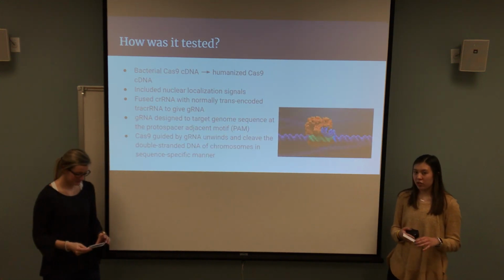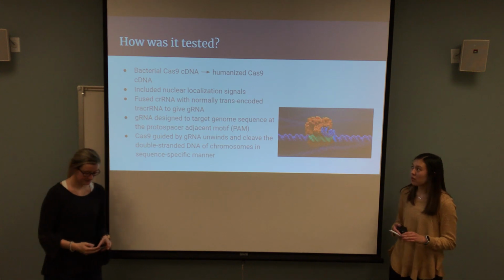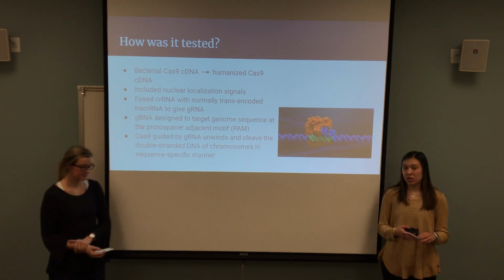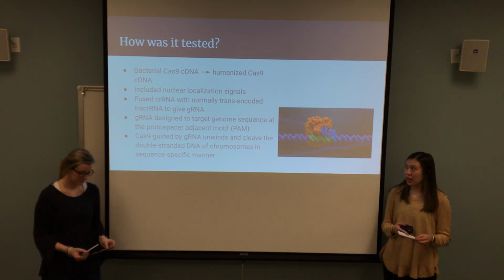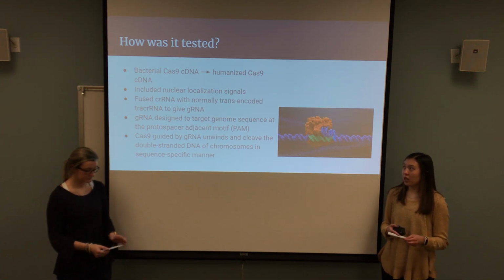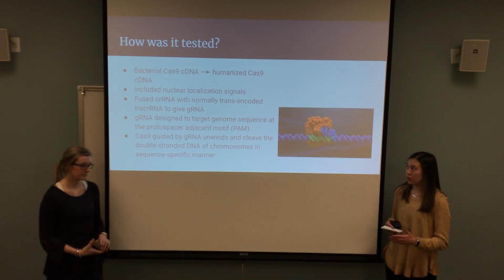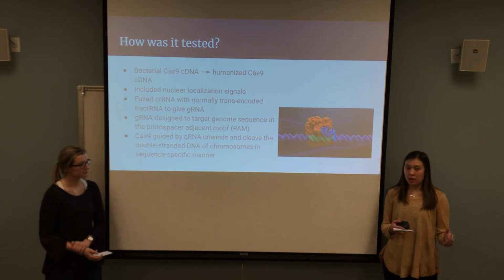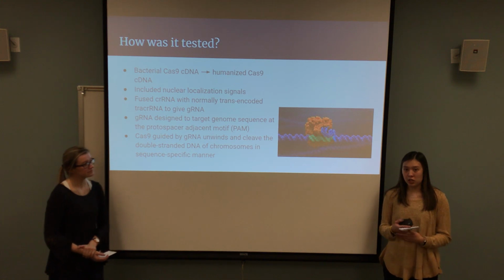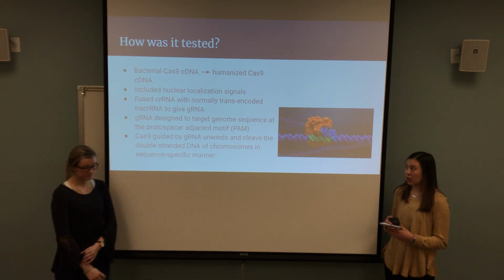So to do this, they first had to prepare the Cas9 complex. They converted the bacterial Cas9 cDNA into humanized Cas9 cDNA. While doing this, they included a nuclear localization signal at both ends of the Cas9 strand. This allowed the Cas9 to enter into the nuclei of mammalian cells.